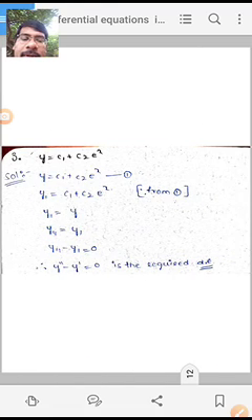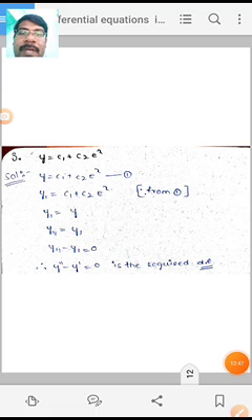Here y is equal to c1 plus c2 e power x. Differentiating on both sides, y1 is equal to y.